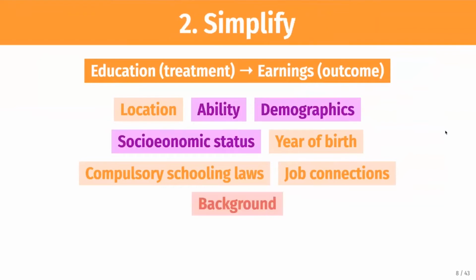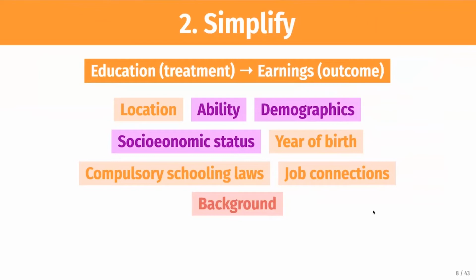Then we can simplify these things. With ability and demographics and socioeconomic status, we can just collapse those all into something that we'll call background. Again, these don't necessarily have to be measurable. These all could be columns in a data set, but not necessarily, like ability. How are you going to measure that? Good luck. Background, how are you going to measure that, even if you collapse demographics and socioeconomic status and all of that stuff? This is all at the philosophical level. You don't need to worry about connecting these to actual measured things yet. So what we're left with is location, year of birth, compulsory schooling laws, job connections, and background.